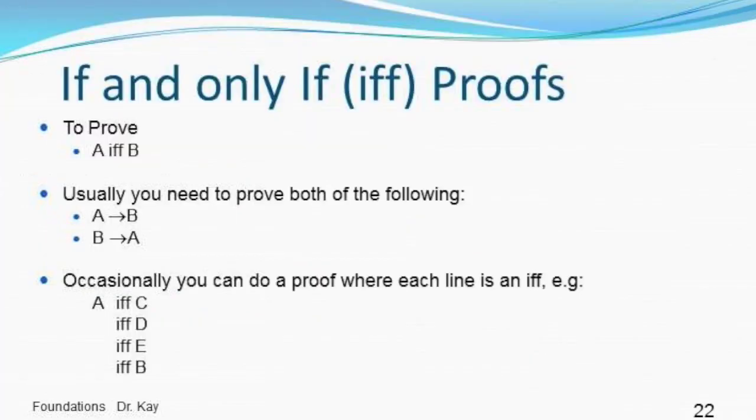Okay. Finally, there are if and only if proofs, at least the proofs that we expect you to know before you get to Foundations of Computer Science. Of course, there's lots of different kinds of proofs. And if you want to prove that A if and only if B, most of the time, the easiest way to do this is assume A and prove B, and assume B and prove A. But once in a while, you can, in fact, do a proof where you start with A and you have a series of if and only if statements that end up with B at the end.